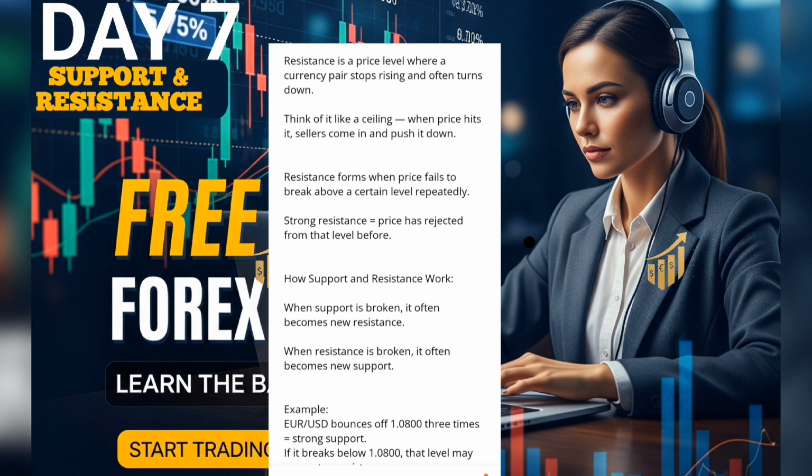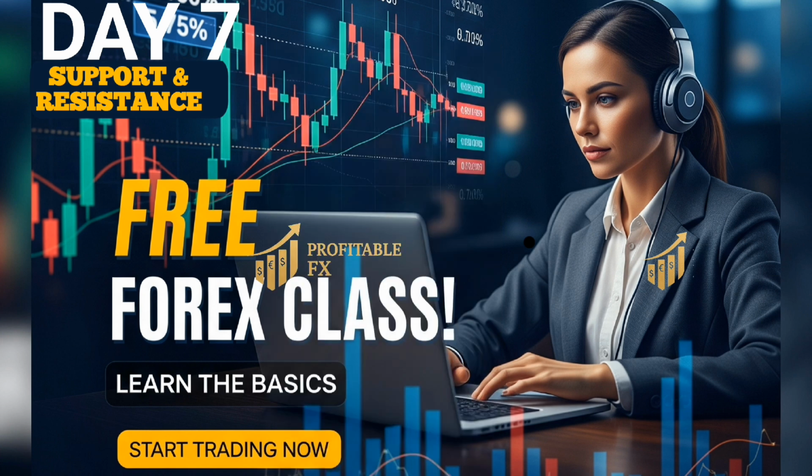How support and resistance work. When support is broken, it often becomes new resistance. When resistance is broken, it often becomes new support. Example: euro to US dollar bounces off 1.0800 three times, meaning strong support. If it breaks below 1.0800, that level may now act as resistance.